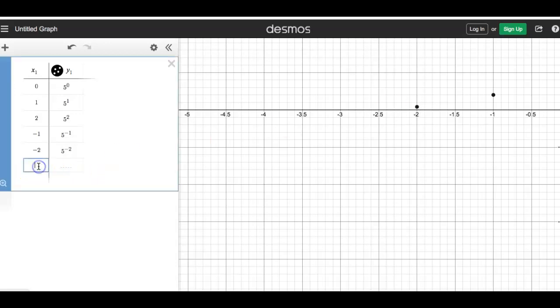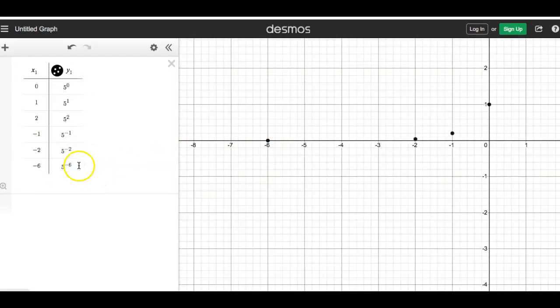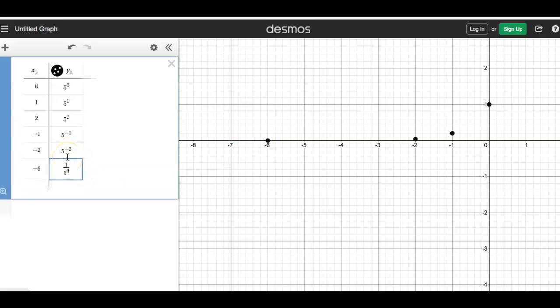As this gets bigger, if I type in -6, that is 5 to the power of -6, which is over here. That is the same as 1 over 5 to the power of 6. That's why it's so close to 0.